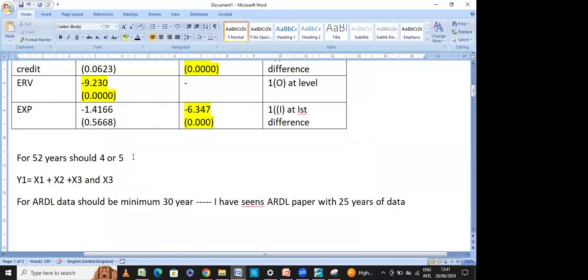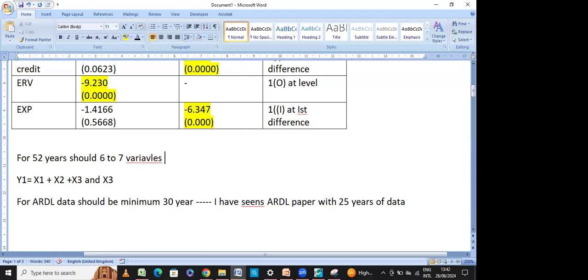Otherwise, 6 to 7, 56. So here I can take 6 to 7 variables. If your variables are fewer and your years are fewer, and you want to calculate the ARDL via EViews, it will show you a very famous error, that there is some kind of problem in the variable.